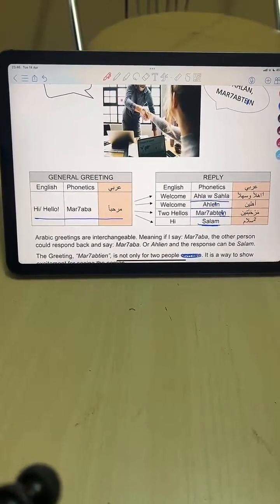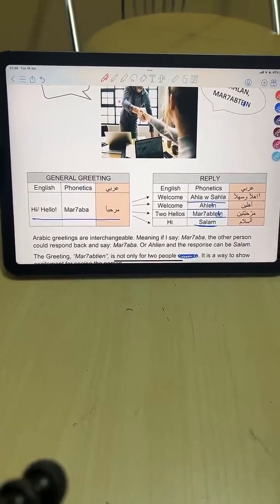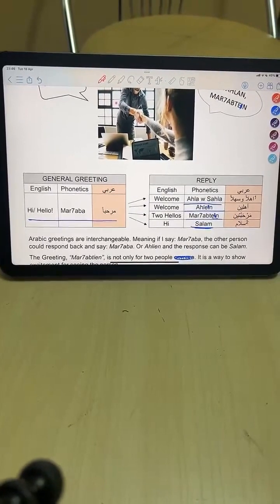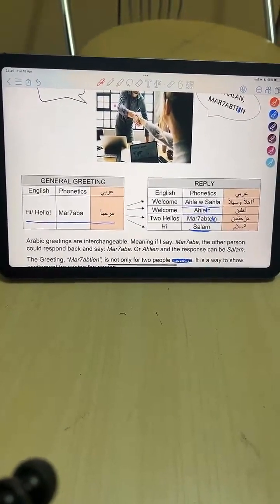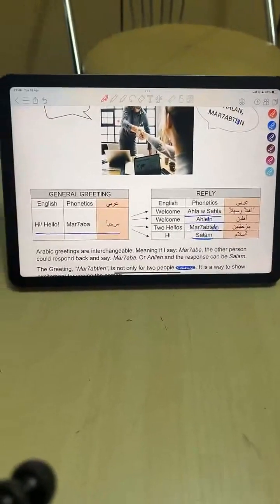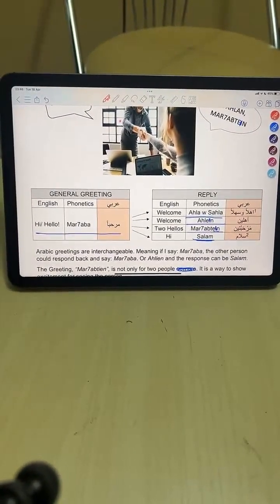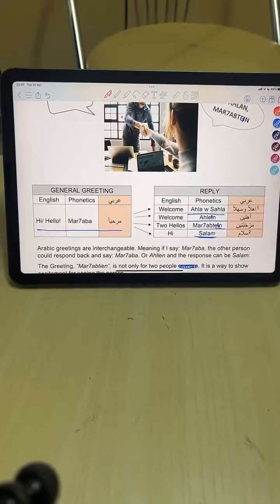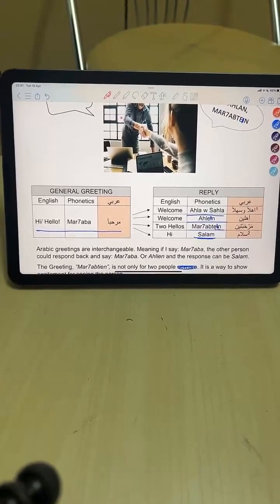You can say ya hala. You can say whatever you want. We're very flexible with the way you should reply. We don't have that many rules, like, when I say this, you have to say this. So whatever you feel, you just say it. But the most important part, if you notice, is that we always double. So ahlan becomes ahlan, marhaba, marhabtan.